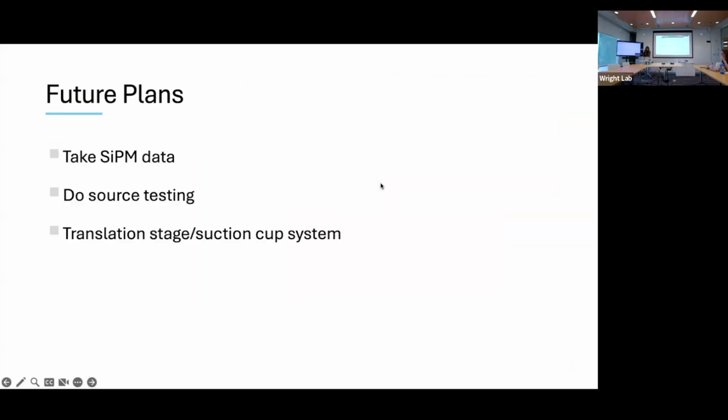Future plans are to take data with the silicon photomultiplier rather than just LEDs, and also to actually do the source testing in the box. And then like Alyssa spoke about, there are plans to make a system with the translation stage and the suction cup, where the translation stage will move, the suction cup will pick up the tiles, photos will be taken, and then those tiles will be analyzed and characterized in that method.